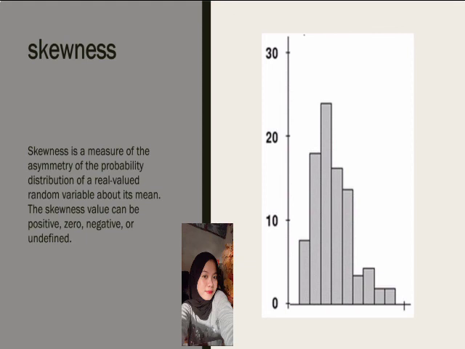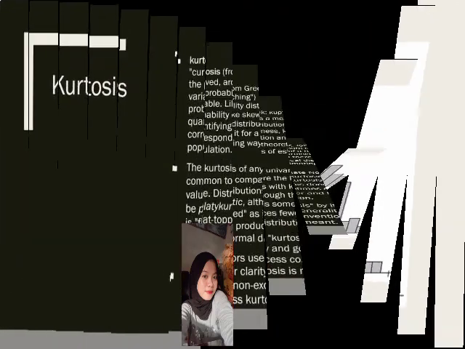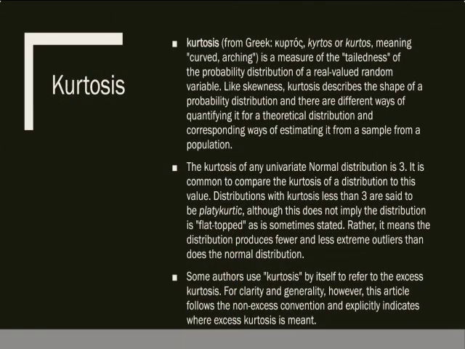I'm Indah Amaliah and I'm going to discuss skewness, kurtosis, and shape. Okay, let me discuss skewness first. Skewness is a measure of the asymmetry of the probability distribution of a real valued random variable about its mean. The skewness value can be positive, zero, negative, or undefined.